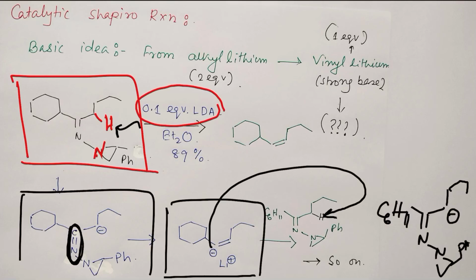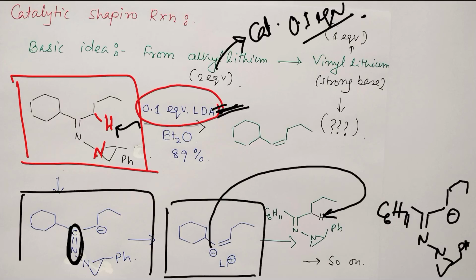So this is actually a catalytic amount. What have we achieved? We have reduced the alkyl lithium from 2 equivalents to catalytic, that is 0.1 equivalent butyl lithium or LDA, whatever. In the case of this example, it is associated with LDA. So this is called a smart selection of substrate.